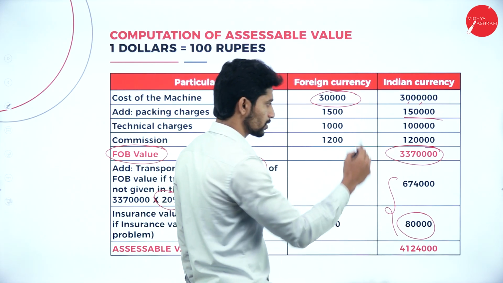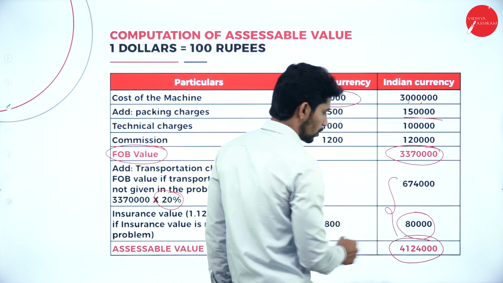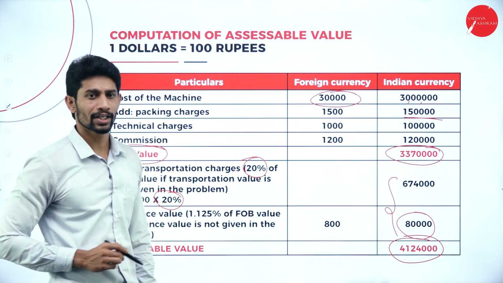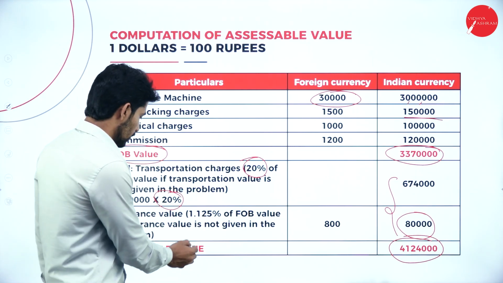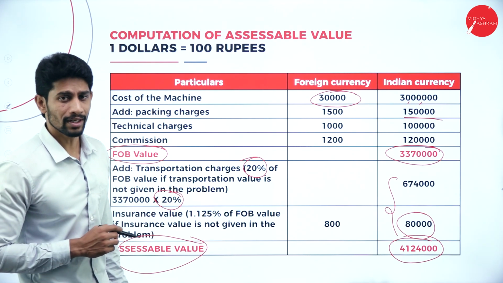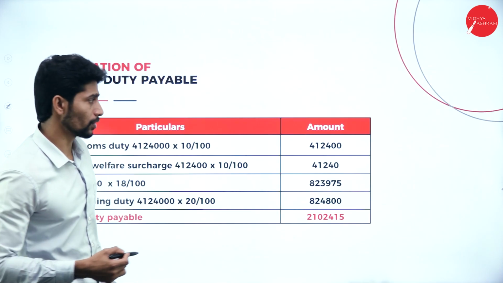Now add these two items with 33,70,000. You will get 41,24,000. That is called assessable value. So now compute the customs duty payable.